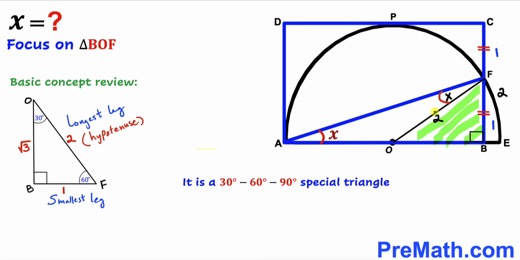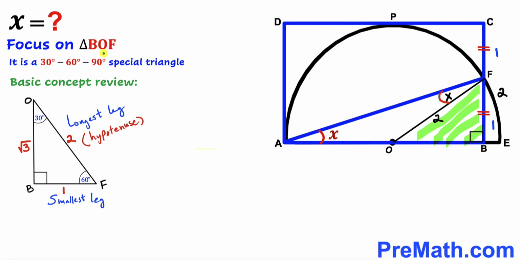Now let's make an observation. We can see our hypotenuse is 2 units, whereas this leg is 1. So we conclude that this triangle BOF is our special 30, 60, 90 triangle, since this leg is the smallest leg, whereas this hypotenuse is the longest leg. So this angle has to be our 30 degrees angle, whereas this angle is going to be our 60 degrees angle.